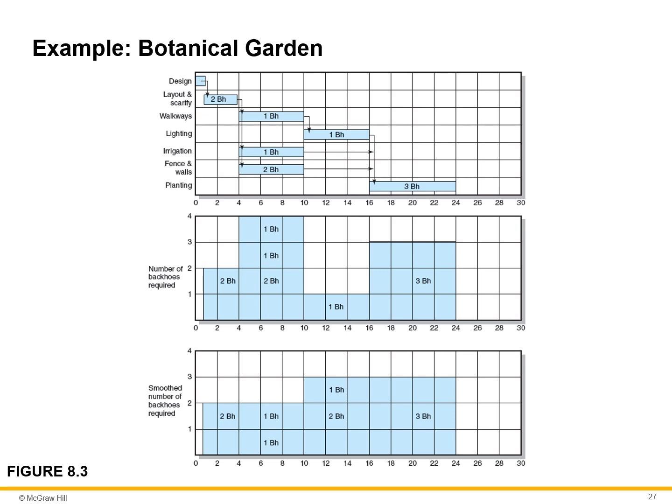After the land has been surveyed and the plan laid out, work can begin on the walkways, irrigation, and fencing and retaining walls simultaneously. The middle chart shows the resource profile for the backhoes. For periods 4 through 10, 4 backhoes are needed. Because this project is declared time constrained, the goal will be to reduce the peak resource and thereby increase the utilization of the resource. The botanical garden project schedule reached the 3 goals of smoothing.